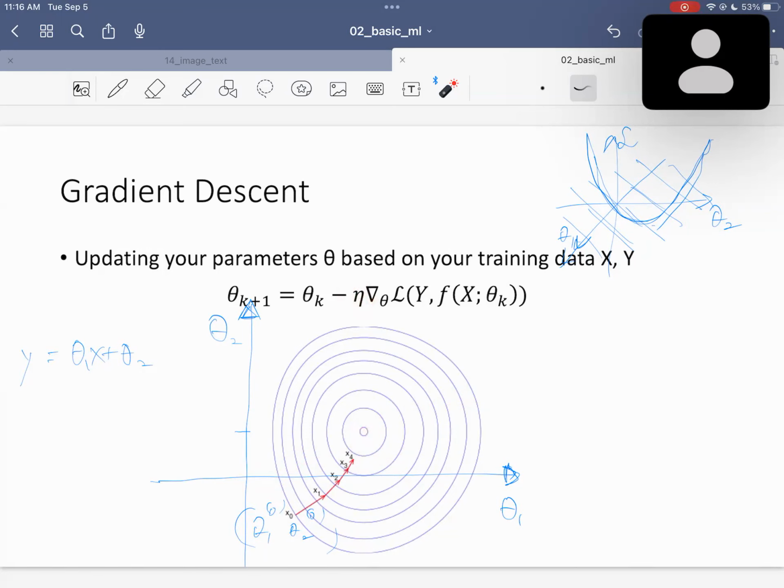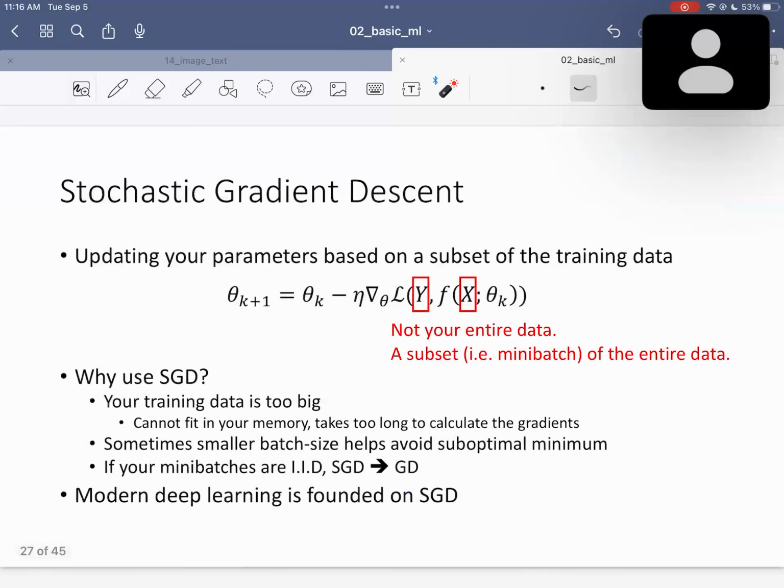But if you use too small an eta, you'll never get anywhere, because you'll go here, here, like this. It'll take forever to get to the bottom. So you want to use an appropriate value for eta. That's the whole point of this equation: your next set of coefficients is determined by your current coefficients minus eta, the step size, times the gradient of your loss function. Hopefully this is very clear.